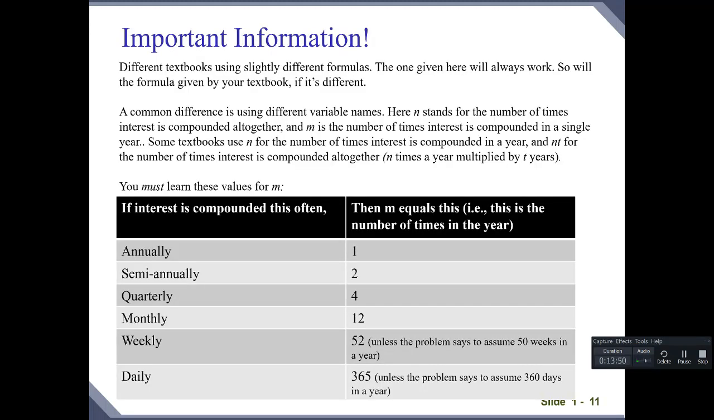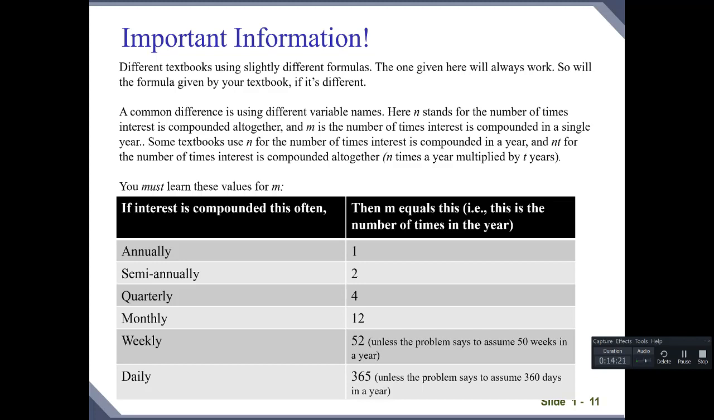So here's some important information. And I know there's a lot of text on this slide, and I try not to be text heavy when I design slides myself. This is an exception. I'm going to apologize. The top part is just what I've already said. Different textbooks use some different formulas. If you remember a formula from another book, from another source, that you want to use, that's fine. You're going to get the right answer. All of these formulas are logically equivalent to each other.